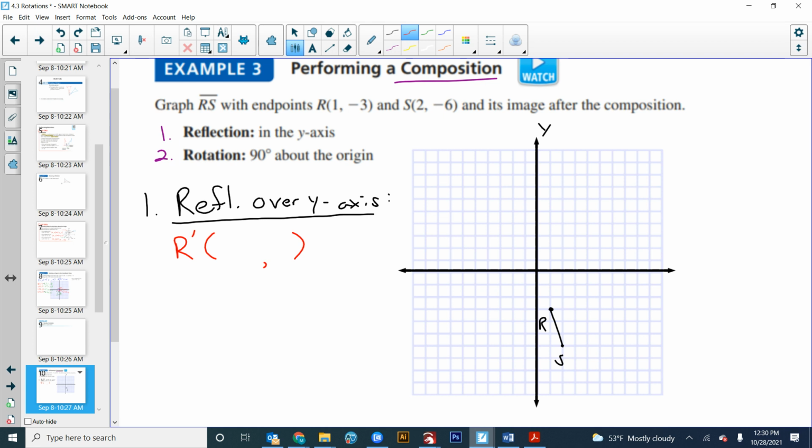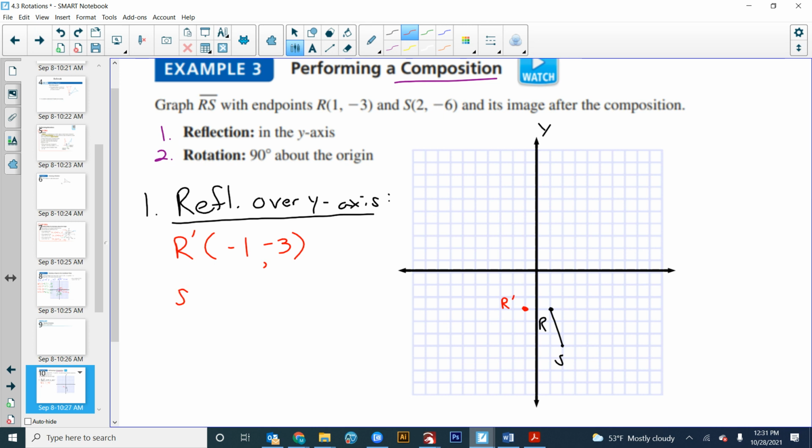What do you think? If R was at 1, sorry, I interrupted you. R was at 1, -3. Now over the y-axis it's going to be at good, -1, -3. And Silas, is that one you memorize or you just kind of look at it and like, oh yeah? Yeah, me too. So R prime is going to be right here. Same distance away from the y-axis as R was, just on the other side.